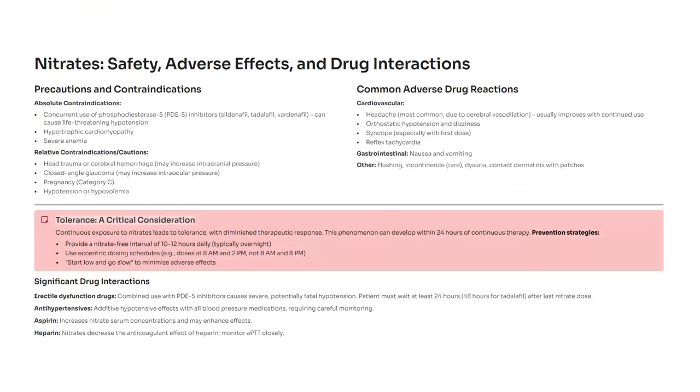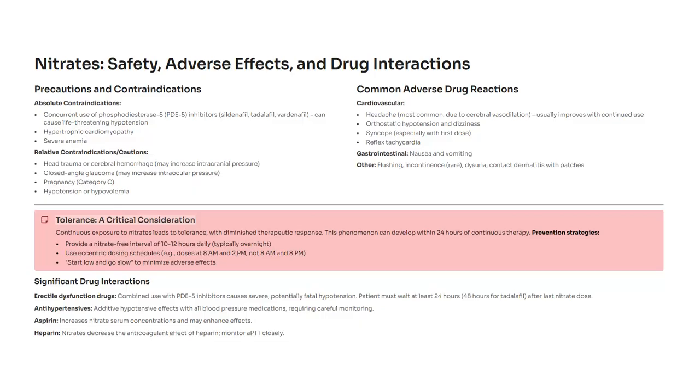Okay. So let's talk about some of the contraindications. Nitrates are contraindicated for patients with severe anemia. If they're using phosphodiesterase inhibitors like Viagra, that is an absolute contraindication. Viagra, Cialis, all of those medicines.